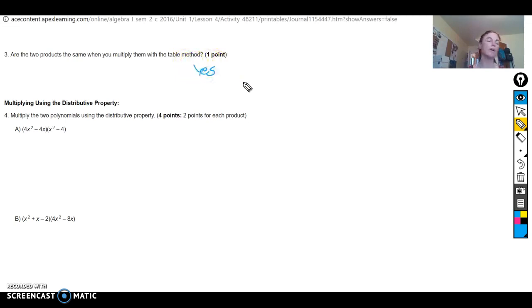Okay, for number 4 now, they want us to use the distributive property. So I am going to go ahead and write it out. I'm going to say 4x squared times x squared minus 4, minus 4x times x squared minus 4. Okay, so then I can distribute each of these to each term in the parentheses. So 4x squared times x squared gives me 4x to the fourth. 4x squared times a negative 4 gives me a negative 16x squared.